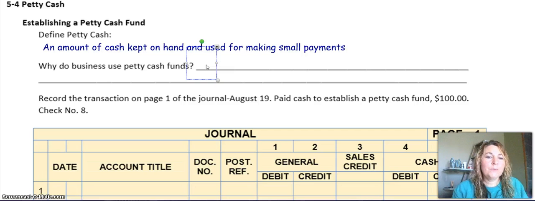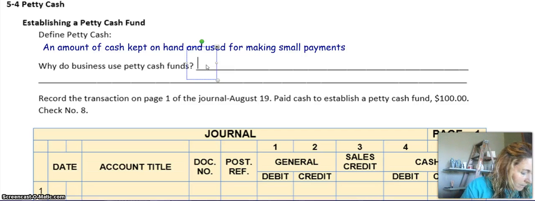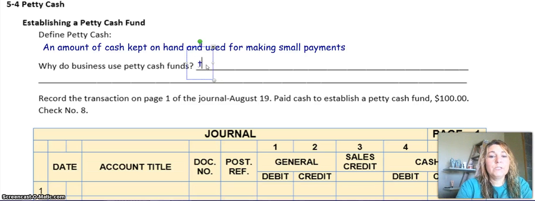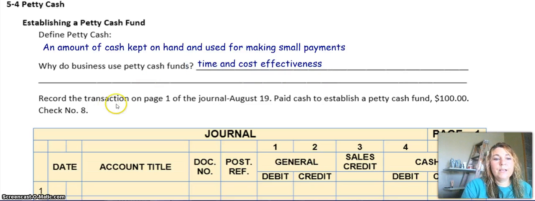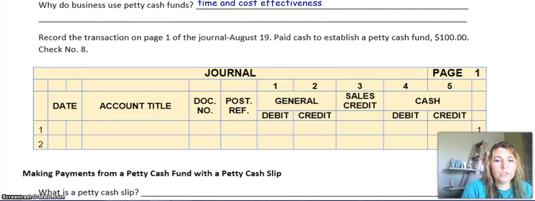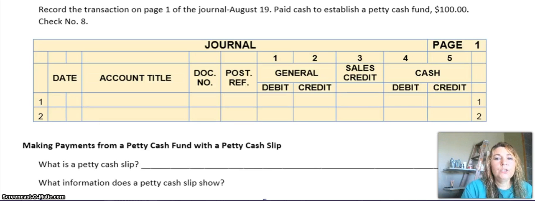The next question we've already talked about, why do businesses use petty cash funds? And your book says it is for time and cost effectiveness. Okay, next we're going to journalize the transaction on page 1 of the journal. So looking at your journal here, we're just going to establish a petty cash fund of $100. We're going to write check number 8 to get this done, and this is on August the 19th.